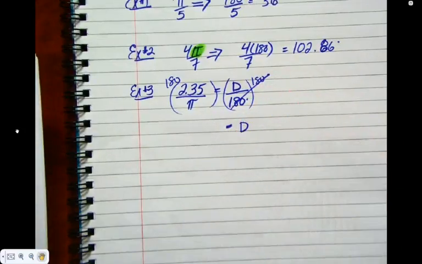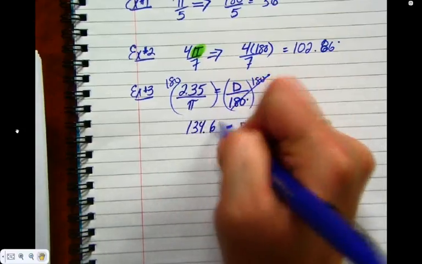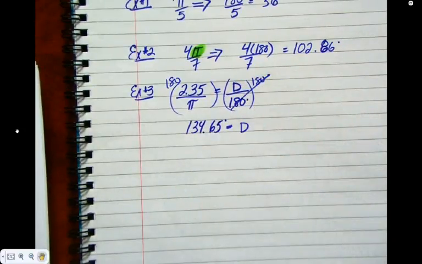You gotta talk loud. I seriously have old lady ears. 134.65. Can we confirm that rounded correctly to 2 decimal places? Yep. 134.65. Make sure you got your degree symbol. Questions so far?